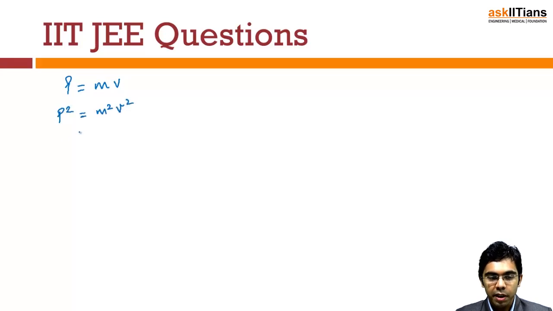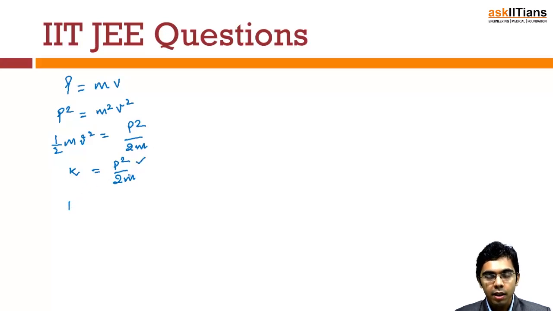Now if we want to find half mv square, this comes out to be p square by 2m. So if we write this as K, the kinetic energy, then the kinetic energy is p square by 2m, and hence K is equal to p square by 2m. If we are able to find out the momentum, we will be able to find out the kinetic energy. Therefore, let's find out what exactly P is.